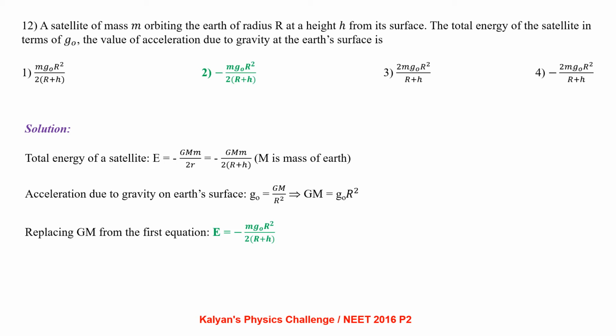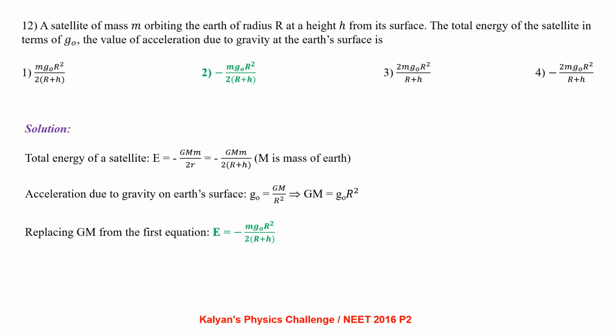This energy is negative to indicate that the system is bound. The satellites are bound to planets and planets are bound to the sun. Acceleration due to gravity on the surface of the earth is given by g0 equal to GM by R square. From there, GM equal to g0 into R square.